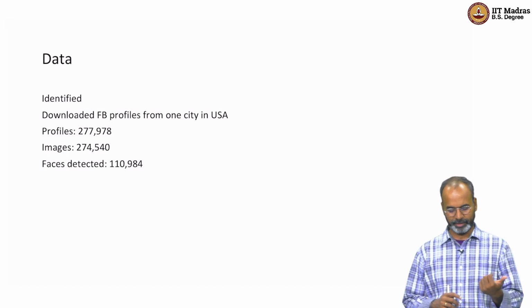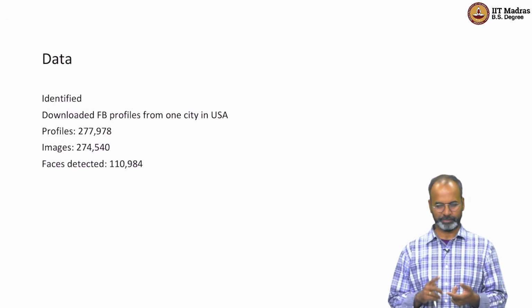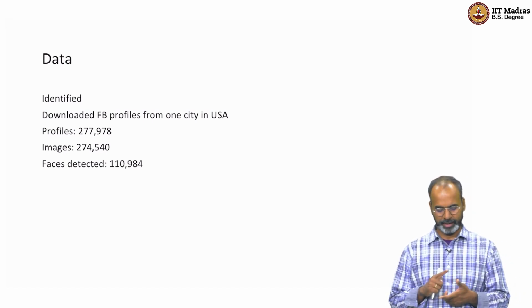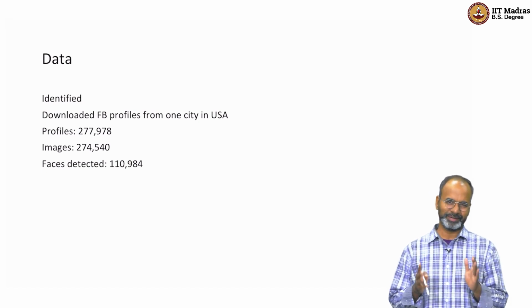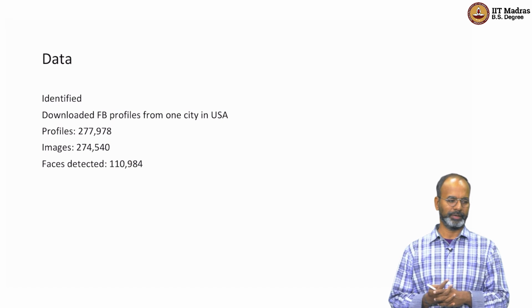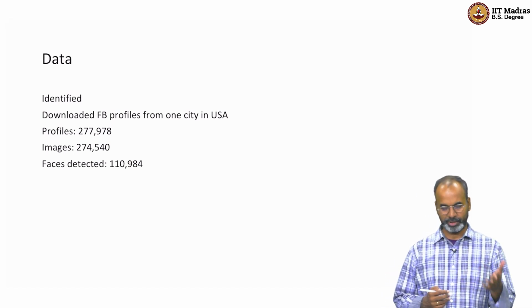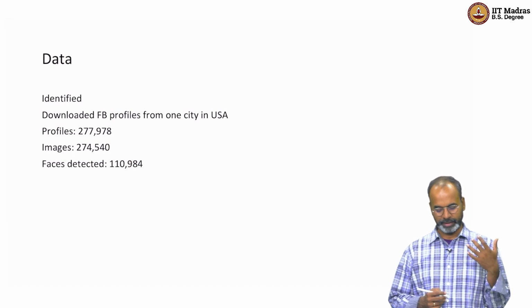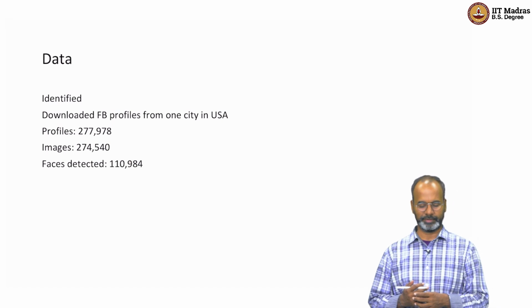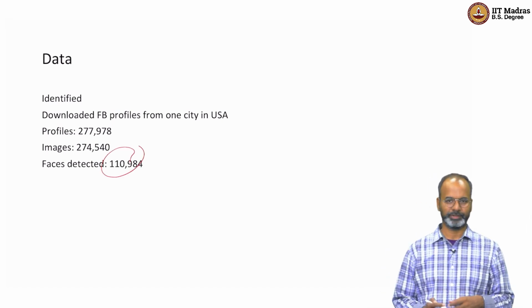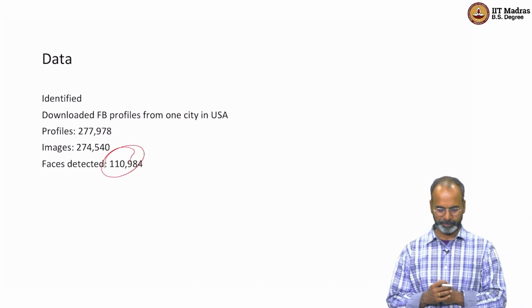So the data that they collected was downloaded Facebook profiles from one city. So today, this study, if you have to do it, is extremely hard, because I think it's very hard to get data from Facebook at this level now. Profiles is 270,000 profiles. Images is 274,000. Faces detected is 110,000 faces were detected in the pictures that were downloaded.